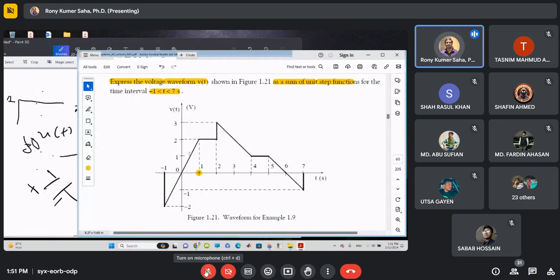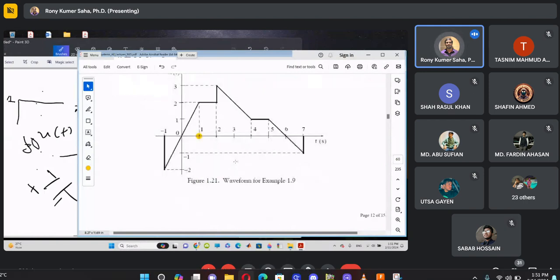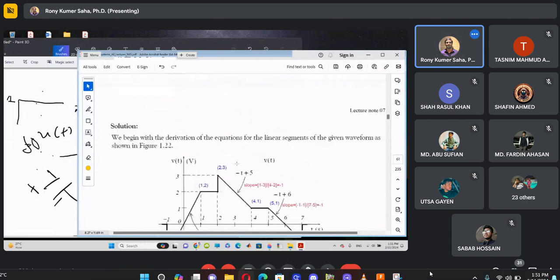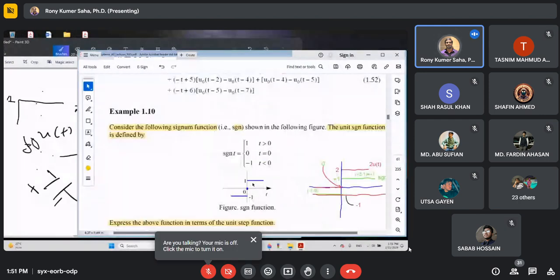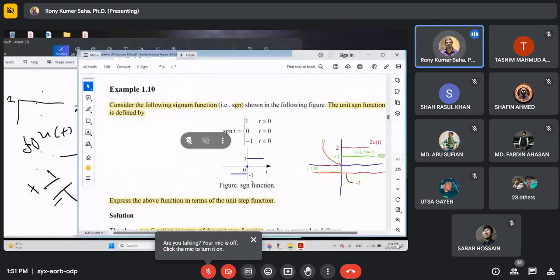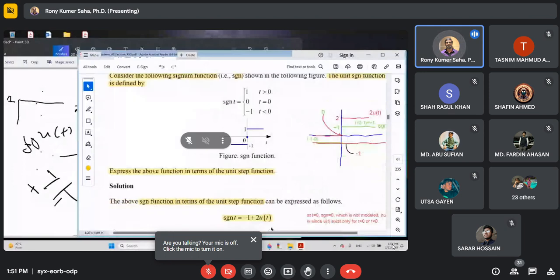Just use the previous procedure to express the straight line equation. Just try to solve this. The solution is given here, and you can also check the values. So this is another example.